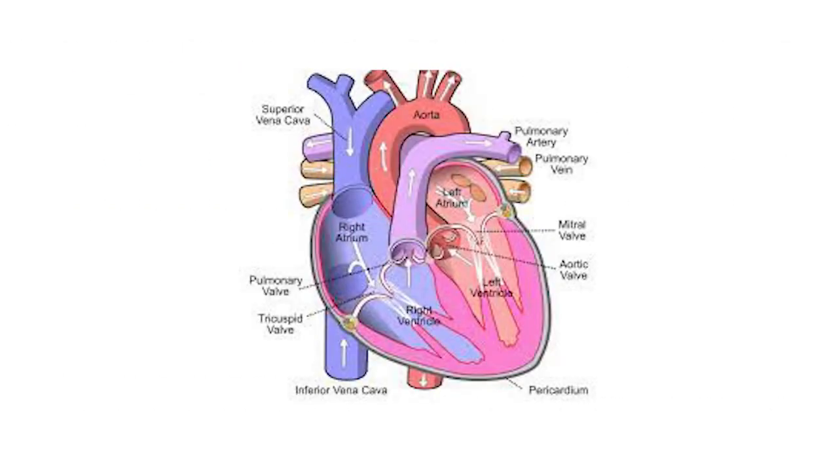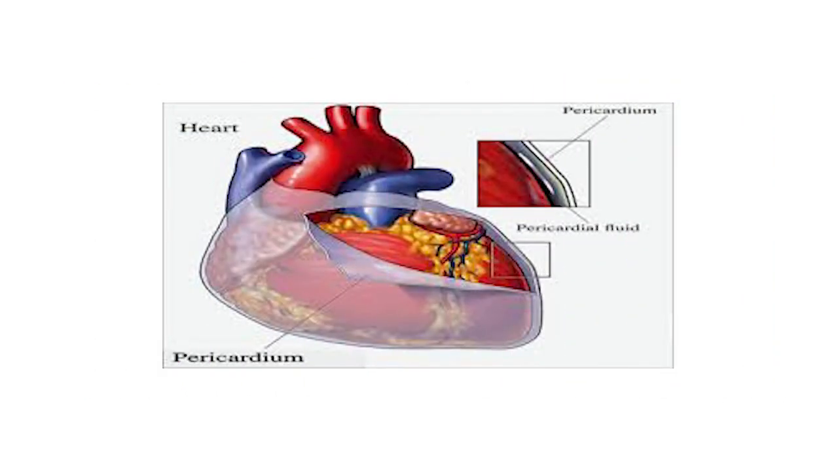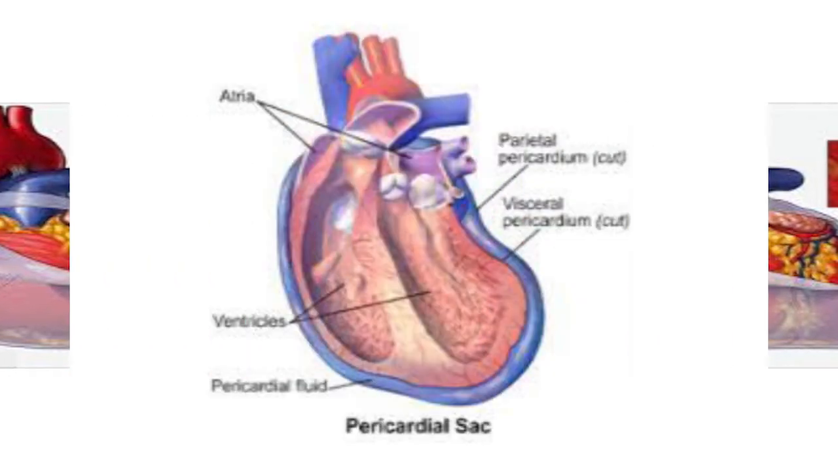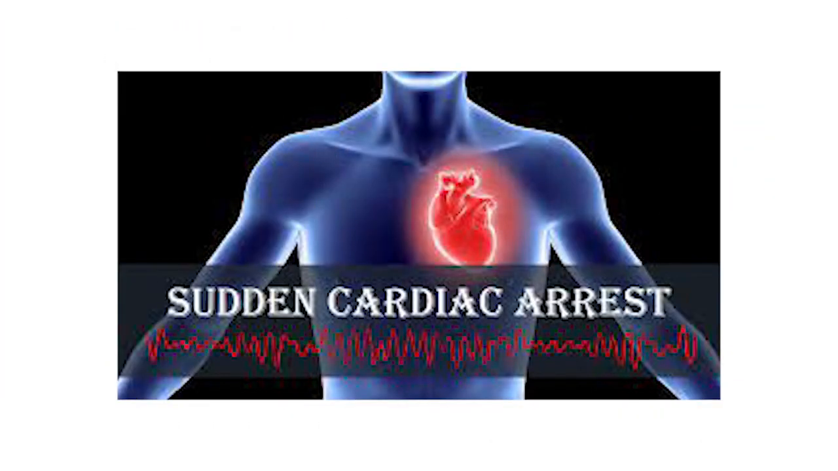Dear friends, here is the image showing the cardiac circulation, the heart anatomy, pulmonary artery, pulmonary vein, mitral valve, aortic valve, both atria, right and left, and ventricles, clearly seen, and this is the pericardium. The heart is covered by the pericardium. This is the pericardial sac in which the heart is situated. Now the sudden cardiac arrest.